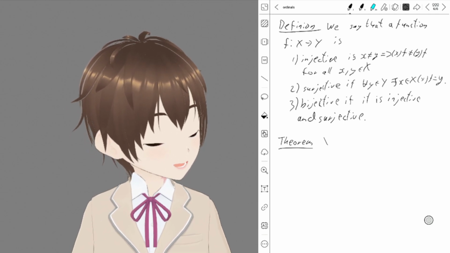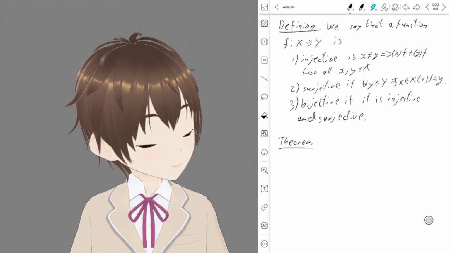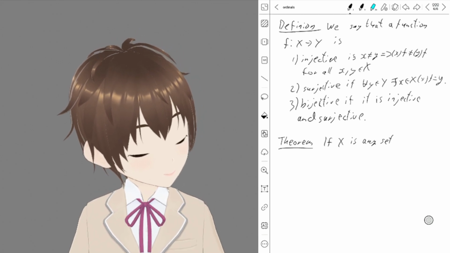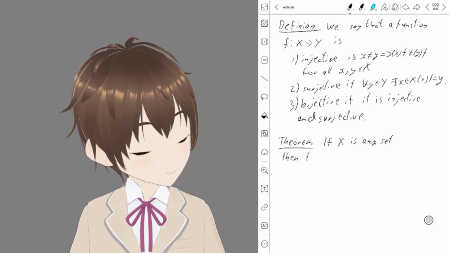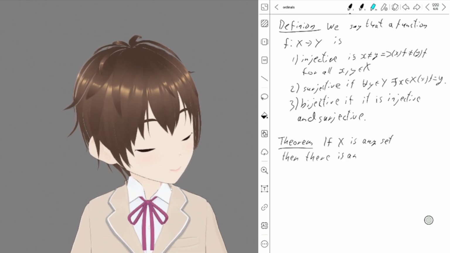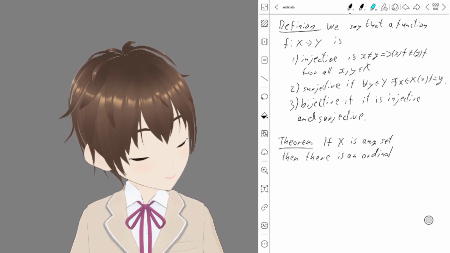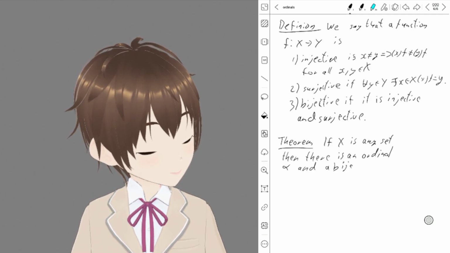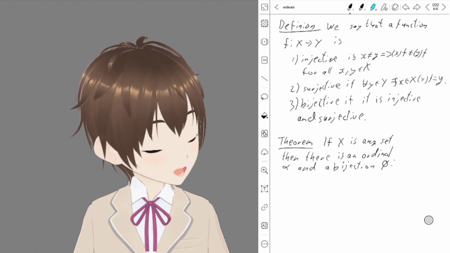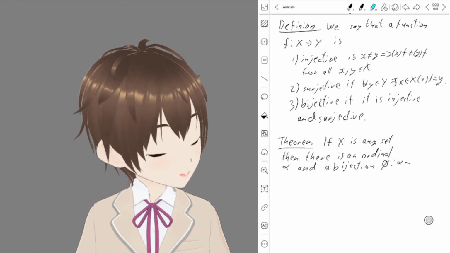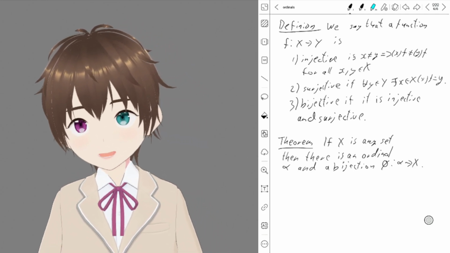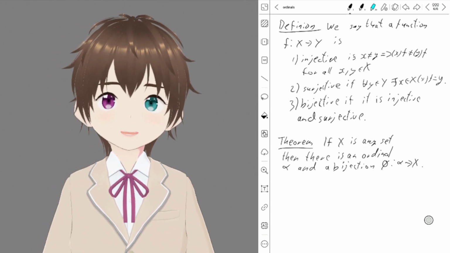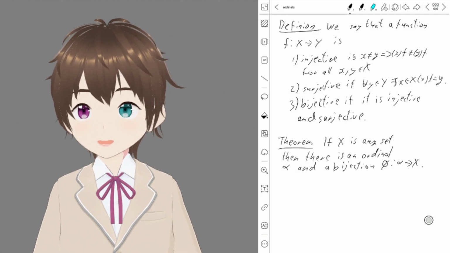If x is any set, then there is an ordinal alpha and a bijection phi from alpha to x. So for any set, I can find an ordinal which is in correspondence with x one-to-one and onto. So I can relabel the elements of x to just be the elements of the ordinal, and that's how I'll be able to order the elements of x.